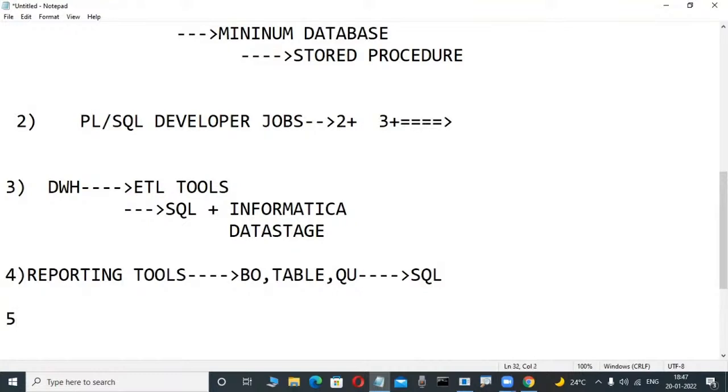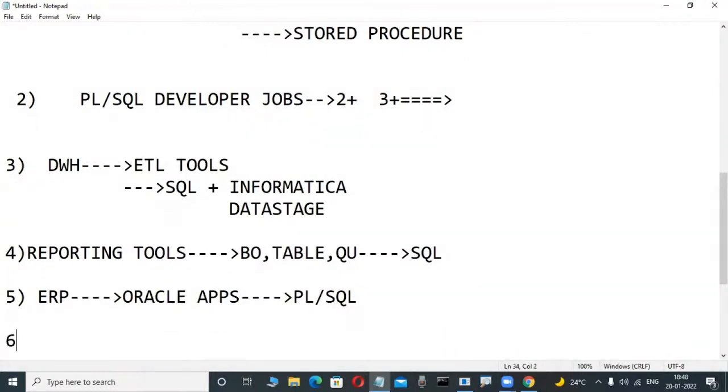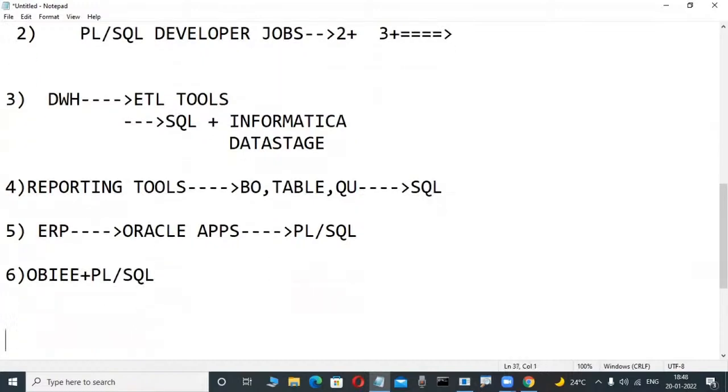Again, suppose some programmers are interested in the ERP side: Oracle Apps. Oracle Apps is an ERP, same like SAP. Oracle Applications 11i is there. For these persons, very good knowledge of PL/SQL is required, and those persons also learn these courses. Again, OBI programmers are there. OBI is a product, and there are PL/SQL jobs with it. Those persons also learn these courses.